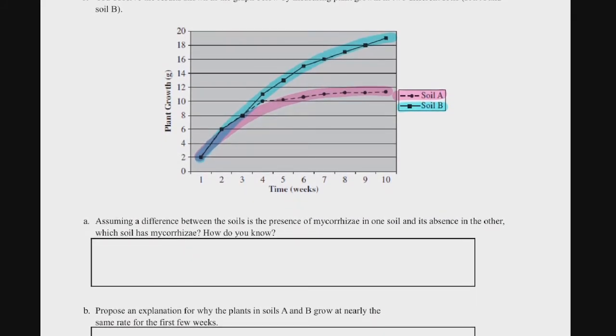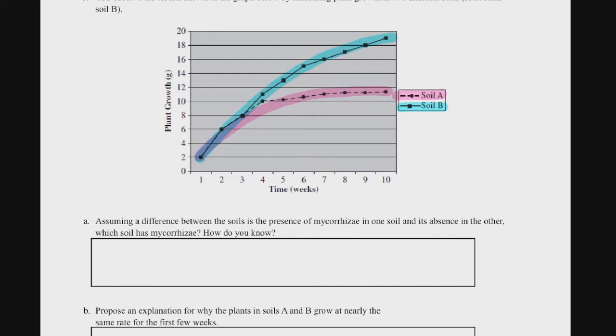Assuming a difference between the soils is the presence of mycorrhizae in one soil and its absence in the other. Which soil has mycorrhizae, and how do you know?